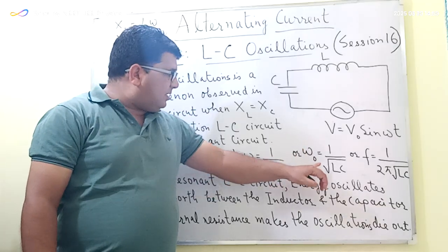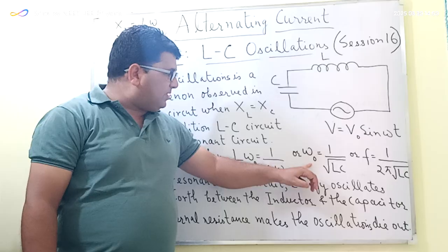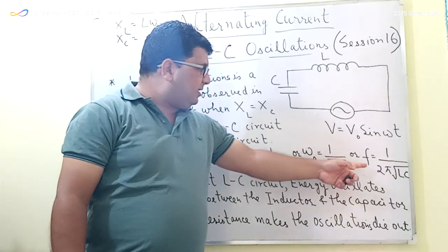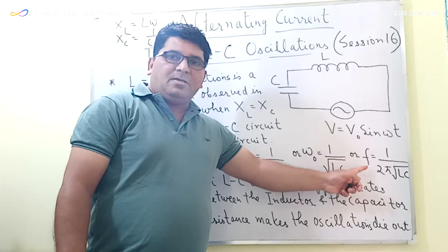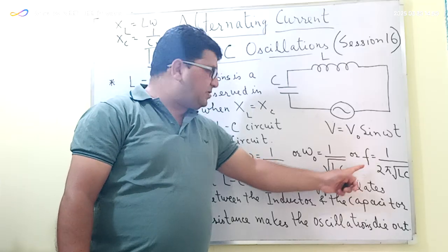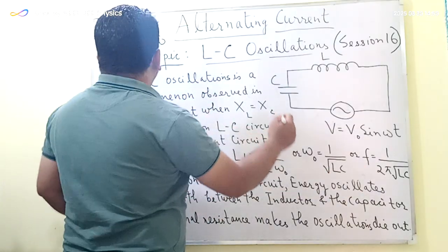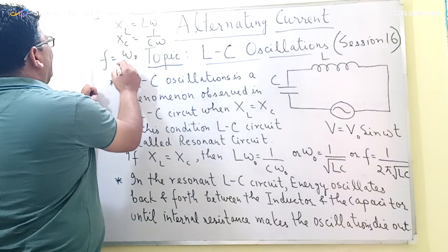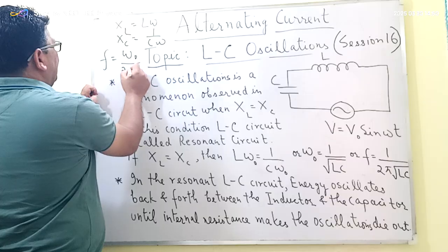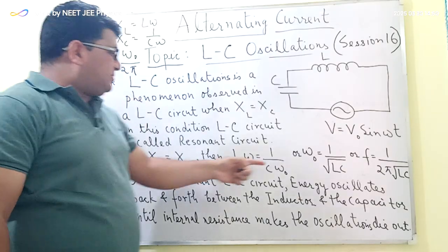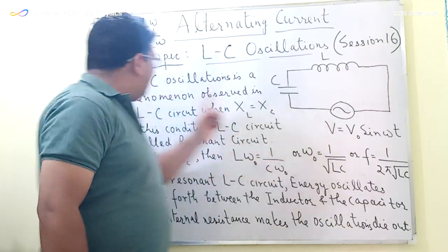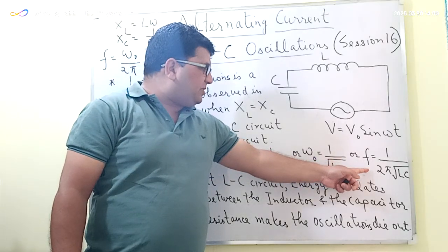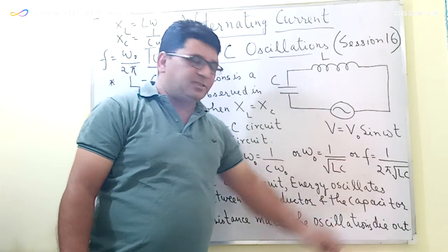Now, if the natural frequency is equal to 1 upon under root LC, then F is the oscillation frequency. So the oscillation frequency is basically equal to omega naught upon 2 pi. By substituting this value of omega naught in this equation, I will get the value of the oscillation frequency as 1 upon 2 pi under root LC.